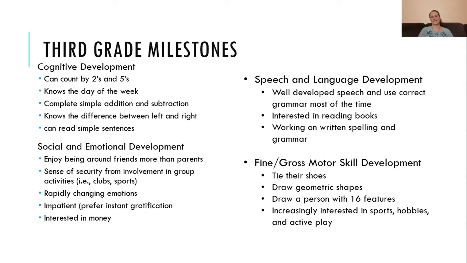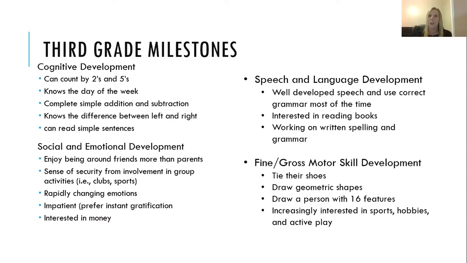They also may be impatient at times. So if they want their candy bar, they want it now, preferring instant gratification over waiting a little bit of time to get that. And you see more of an interest in money around this age too. So doing chores, things like that to build themselves up so they can feel a sense of responsibility, like going to the store and buying something.